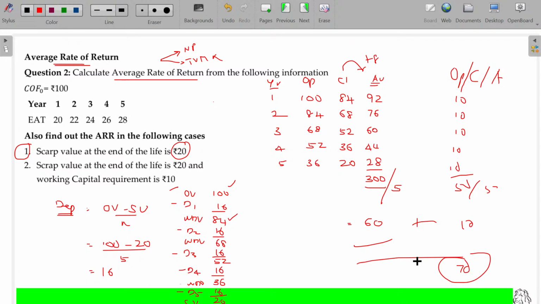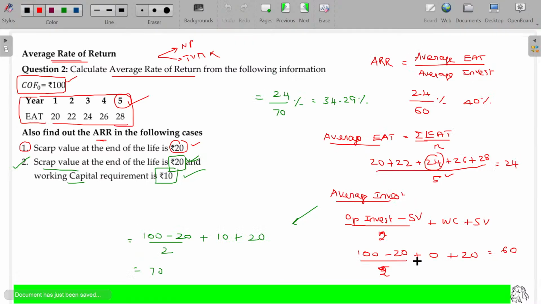Hope you will now be able to understand. Without working capital, the average is 60. With the working capital, the average is 70, which is nothing but the average capital employed for the year beginning, year end divided by 2. That's how we'll do. Rather than calculating year on year, we can simply use this formula: opening investment minus closing investment, which is nothing but the scrap value at the end of the nth period, divided by 2. We will get the average of this amount used. With that, don't forget to add the scrap value and add working capital if any. Is that okay? Hope you will now be able to understand the average rate of return concept. Come on, make a note of it.